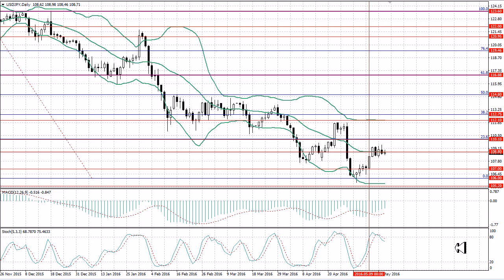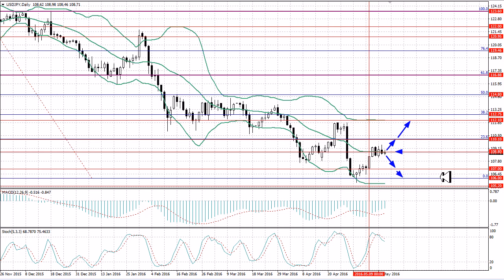Last week, the dollar-yen pair grew to the level of 108.80, which coincides with the middle MA of Bollinger Bands, where it is still trading. If the price consolidates above this level, it could grow towards 110.10 and 112.10. Otherwise, it could fall towards 107 and 106.